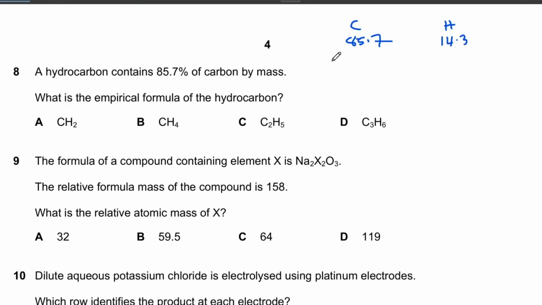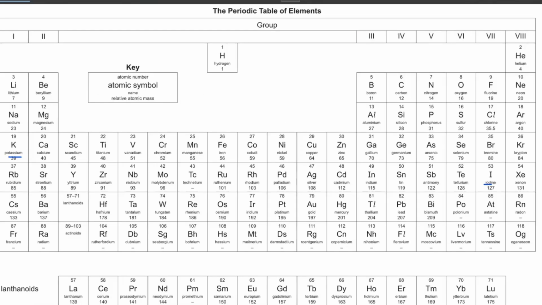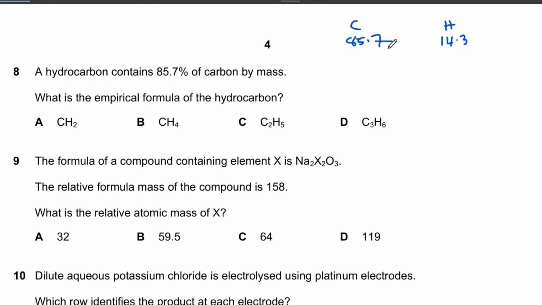The relative atomic mass of carbon is 12. Confirm from the periodic table. This is carbon, look at it here, 12. So we divide it by 12. Hydrogen is 1, so we divide by 1. So 85.7 divided by 12 gives us 7.142, while 14.3 divided by 1 is 14.3.